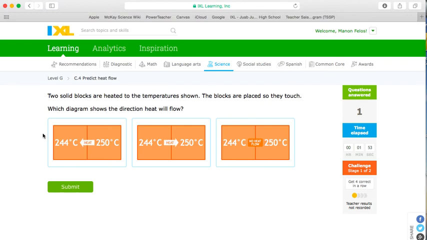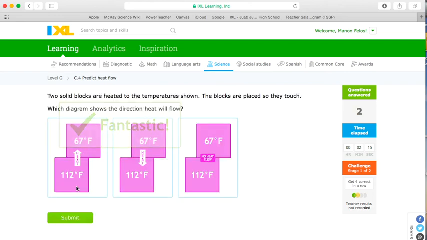So now we've got 2 more blocks, 244 degrees Celsius and 250 degrees Celsius. Now the students have learned that heat will go from the hotter object to the colder object. They simply need to identify the hotter versus the colder. So here they can see this one's hotter and heat is flowing towards the colder object. So we'd click this one and they would get it correct.